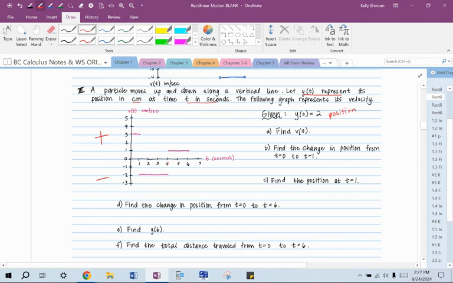We're given a position at y of 0, we're at 2. This says find v of 3. So that just means on the velocity graph, when the time input is 3, where do you fall? You fall at -2 centimeters per second.